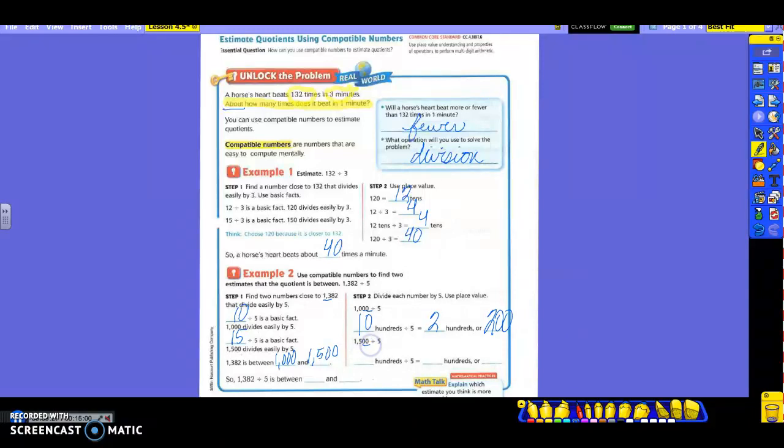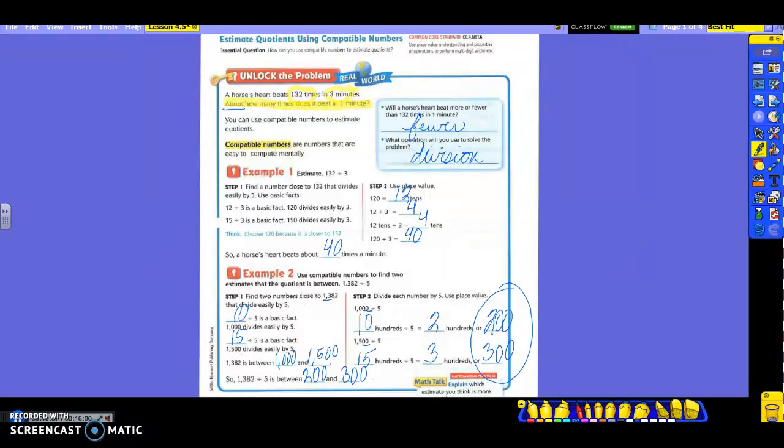Take off the zeros for hundreds. I'm going to have 15 left. Divide that by 5 gives you 3, because 5 times 3 is 15, or I can say it is 300. So that means that my number 1,382 divided by 5 is going to be between 200 and 300. Remember that we are not writing the 1,000 and the 1,500 when we tell what it's between. Because if you notice, 1,500 is actually larger than your 1,382.